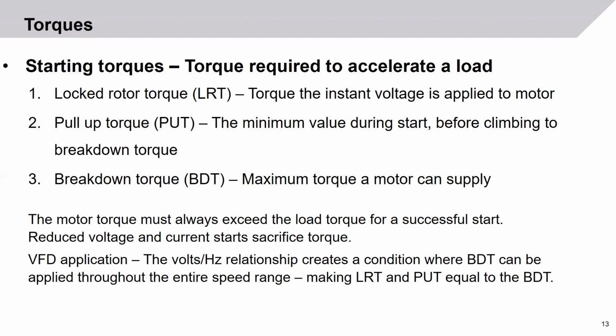If you reduce voltage or you reduce the current, it will sacrifice torque. Now, when you apply a motor to a VFD, the volts per hertz relationship creates a condition where breakdown torque can be applied throughout the entire speed range, essentially making locked rotor torque and pull-up torque equal to the breakdown torque.